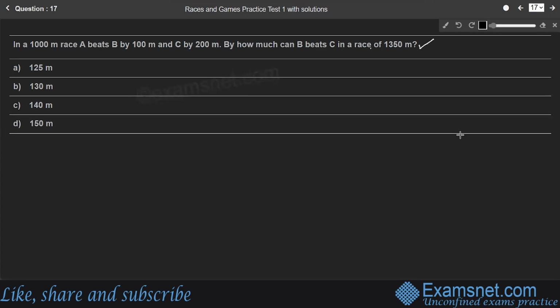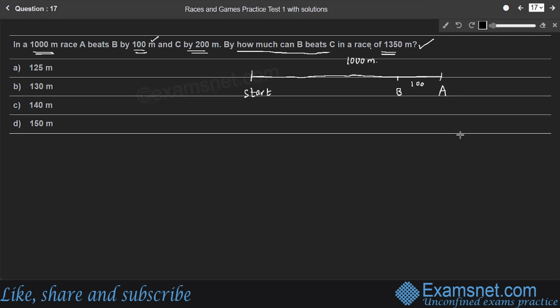Question number 17. In a 1000-meter race, A beats B by 100 meter and C by 200 meters. By how much can B beat C in a race of 1350 meter? So students will consider the race track of length 1000 meter. In that 1000-meter race, A beats B. So A is at the destination. This is the starting point. A beats B by 100 meters, so B's position will be somewhere here, so that the distance between B and A is 100 meter.